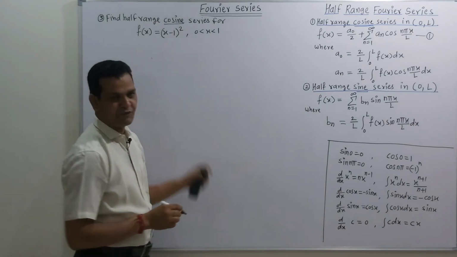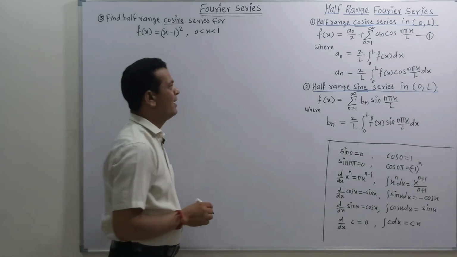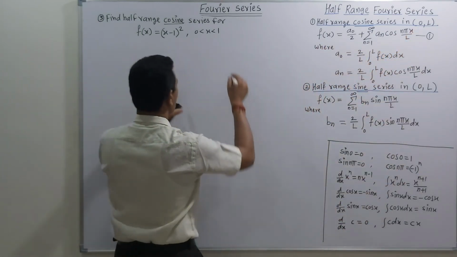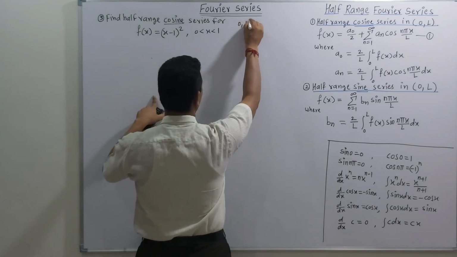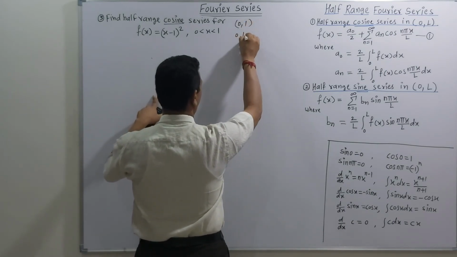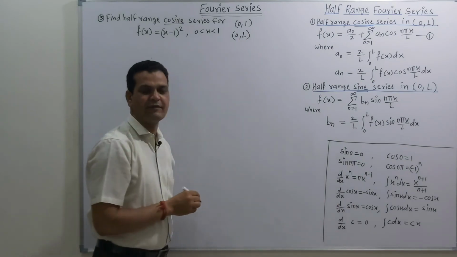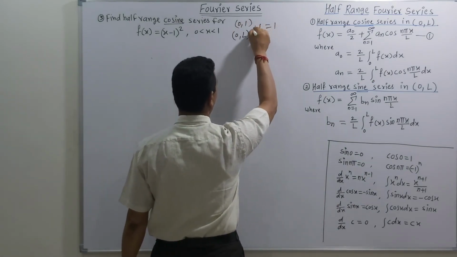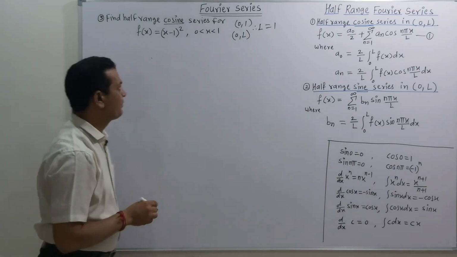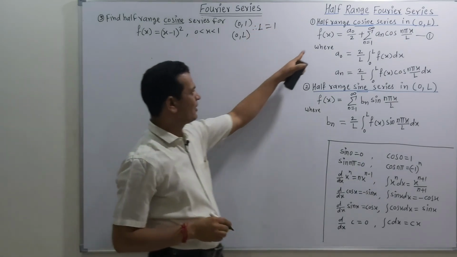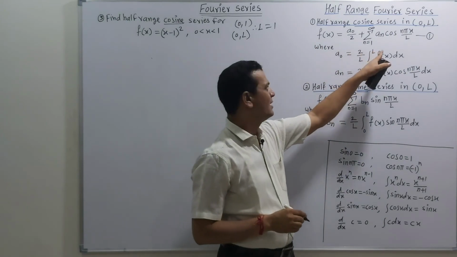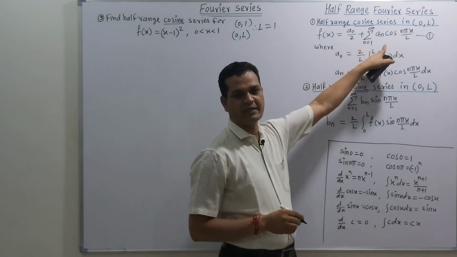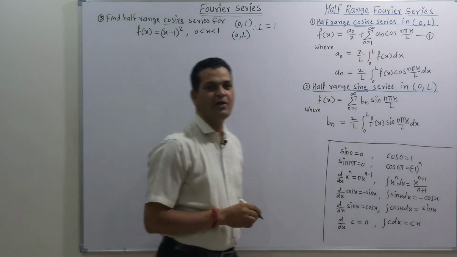Now here, a straightforward half range cosine concept is there, and for this concept the interval is 0 to L. The given interval is 0 to 1, and for the half range cosine series the interval is 0 to L. If we compare these two intervals, then we get the value of L is equal to 1. Now this is the definition for the half range cosine series: f of x is equal to a naught by 2 plus summation a n cos of n pi x upon L. Let's call this equation number 1.